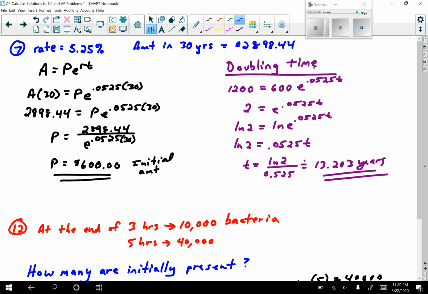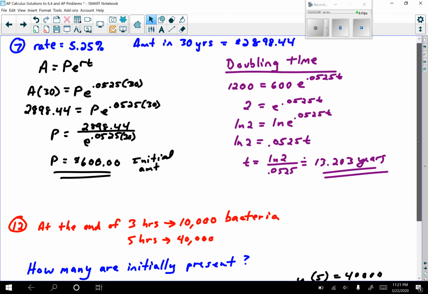So when I go to figure out the doubling time, that means I want to know when it's going to get to 1200. So here again, if I divide the 1200 by 600, I get 2 is equal to e to that power, 0.0525 times T. Take the natural log of each side. So T is equal to natural log of 2 over 0.0525, and that's approximately 13.203 years.